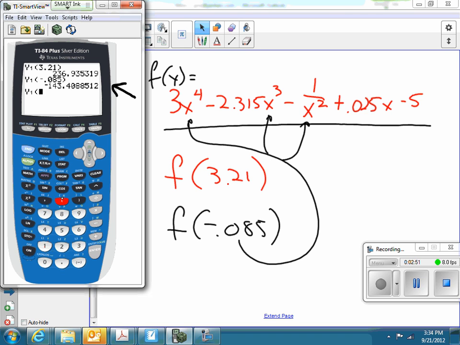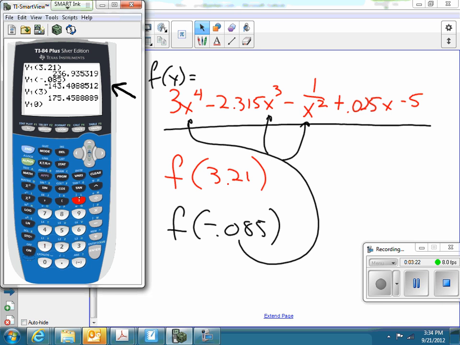I go parentheses, I want to evaluate it for the number 3. And I go enter, and it gives me that. Just to show you that it's really working, I'm going to do it again. I'm going to go vars, y vars, functions. Try again. Vars, over to y vars, 1 for function, 1 for y1, and I'm going to evaluate it for 0.